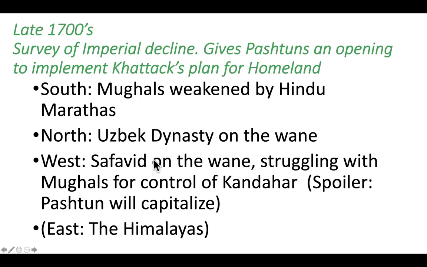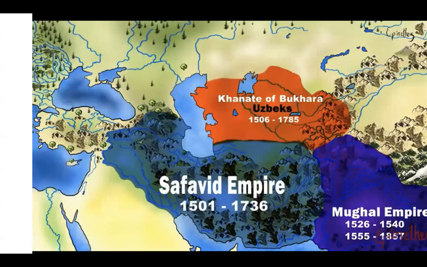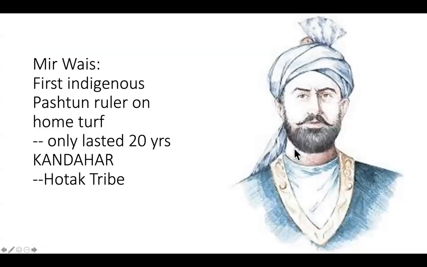And in the west, the Safavids are also on the wane, and they've lost control of Kandahar. The Mughals have come in and competed with them for Kandahar, but they're going to weaken each other, and the Pashtuns are going to capitalize on that. The only direction not covered is the east, which is the Himalayas. So you've got a good protective border there. This map just summarizes the beginning of the 1700s, and we're going to see what happens to all three of these empires as they weaken.